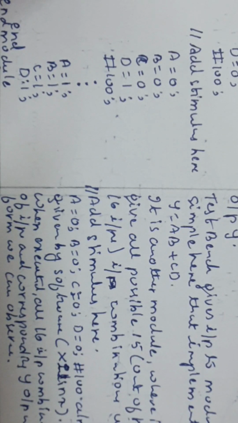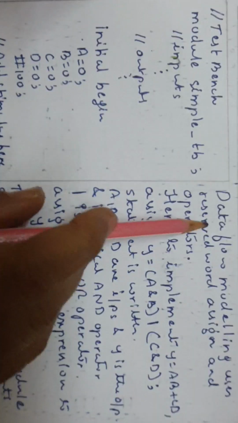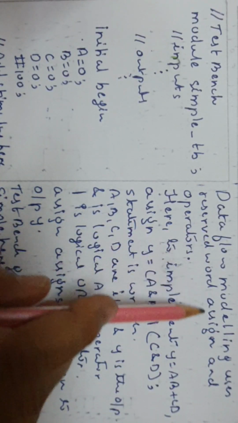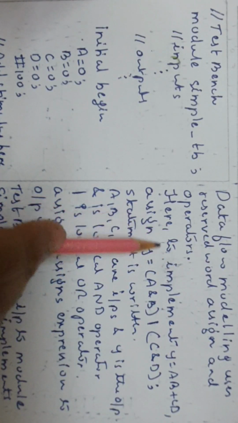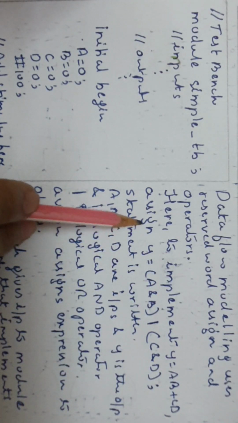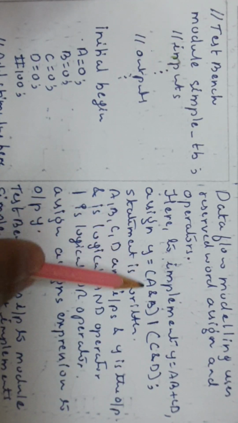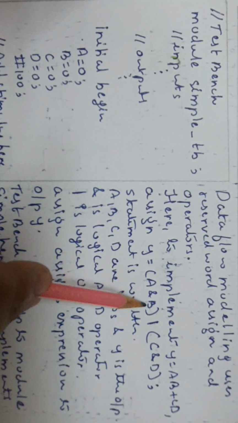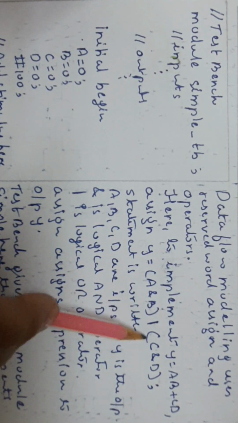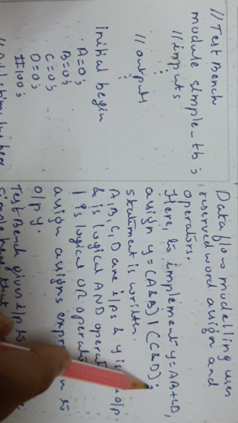When we run this test bench along with the simple circuit module, we get the timing diagram for y equal to AB plus CD for the different 16 combinations of input. So data flow modeling uses the reserved word assign and operators. Here, to implement y equal to AB plus CD: assign y equal to, in brackets A ANDed with B, logical OR operator, in brackets C ANDed with D, semicolon.